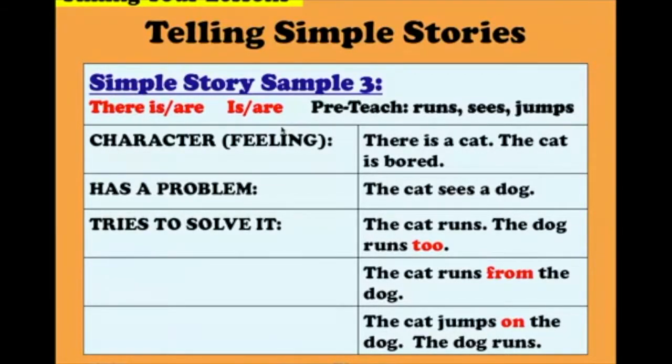The cat runs. The dog runs too. The word "to" is always on my wall. The cat runs from the dog. The word "from" is on my wall. The cat jumps on the dog. "On" is on my wall. The dog runs. A simple story.